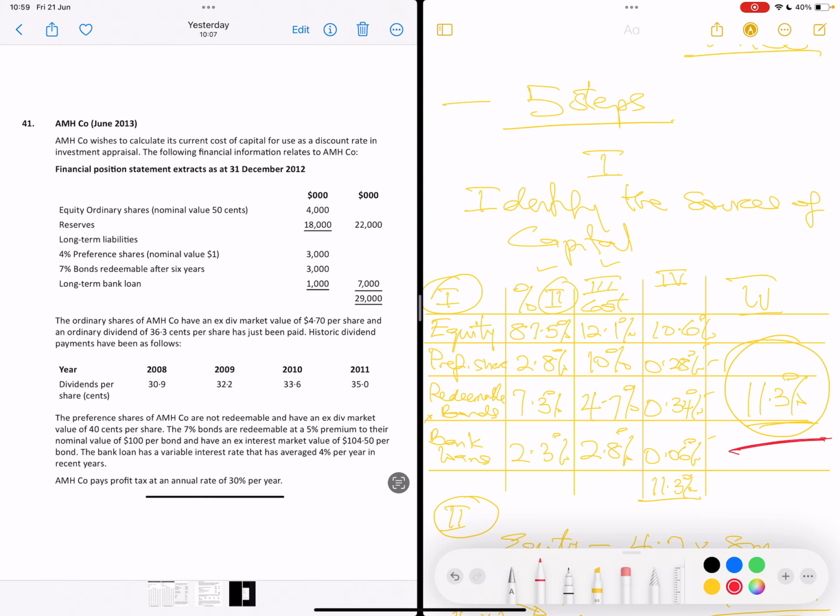See you in the next video where I'll be looking at asset beta and equity beta and how these affect our investment decisions.